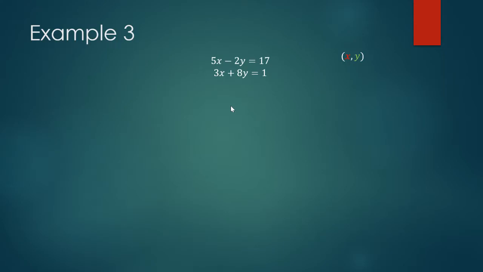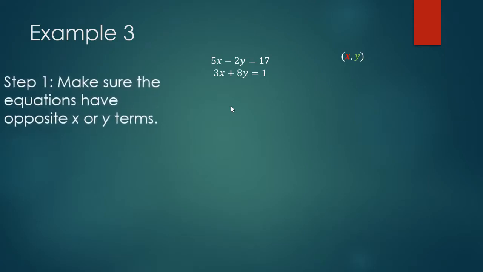Alright everybody, last example. Example number 3. Still given two equations, 5x minus 2y equals 17 and 3x plus 8y equals 1. We're still trying to find the solution, which is the point of intersection. We're still going to use the 4 steps. Step number 1. Make sure the equations have opposite x or y terms. So from these two equations, one thing I noticed is 5 cannot go into 3 and 3 cannot go into 5. But 2 could go into 8.